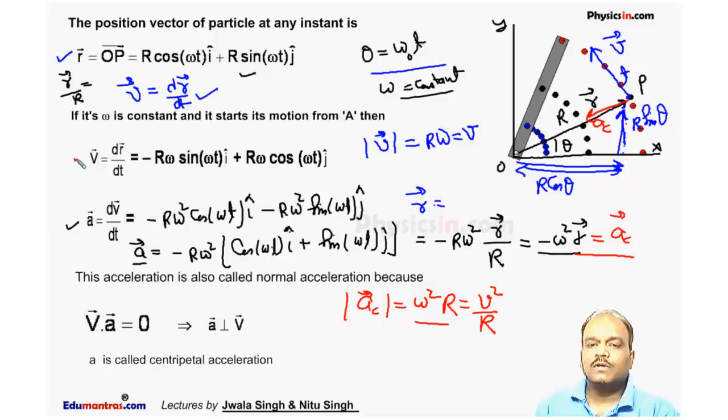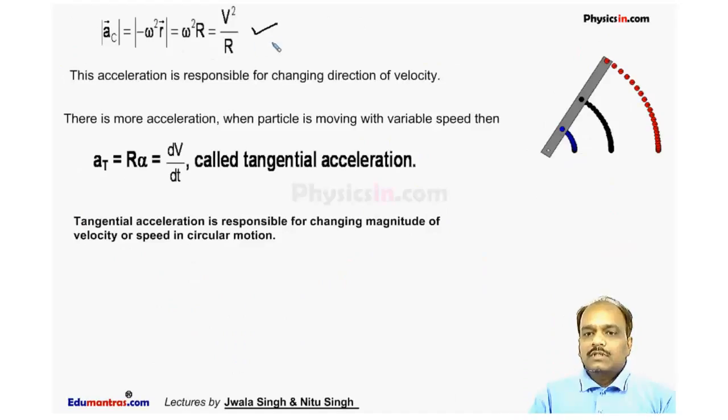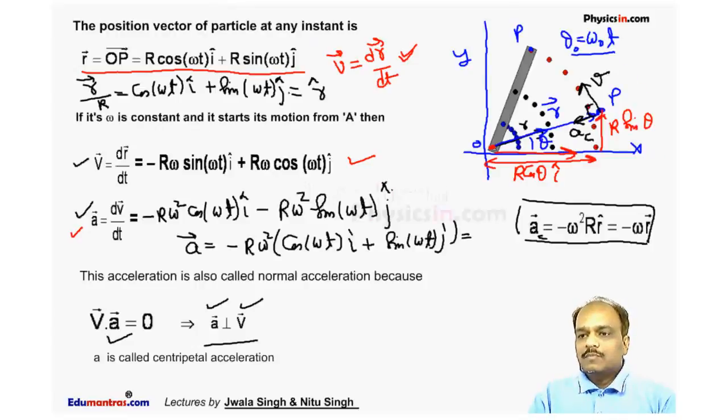If we take the dot product of velocity and instantaneous acceleration, they are mutually perpendicular, so a dot v is always 0. This is about the centripetal acceleration. Since the particle is moving on a circular path with constant speed, but the acceleration of the particle is not 0, the centripetal acceleration is responsible for changing the direction of velocity.